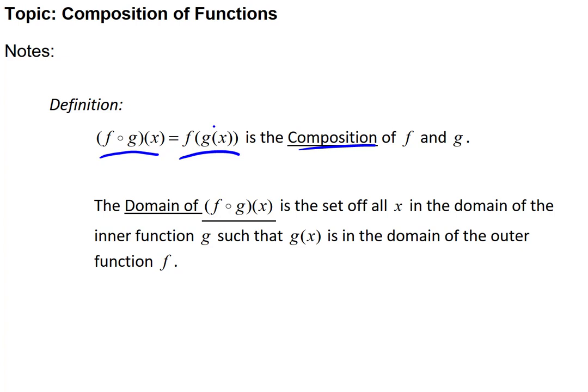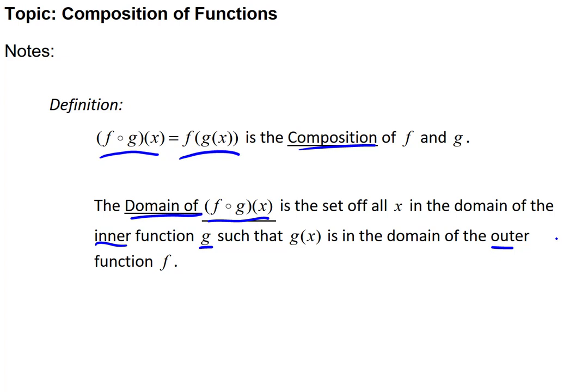Now, the domain of a composition, in this case f of g of x, can get a little complicated. It's the set of all x in the domain of the inner function. Okay, so there's a keyword: inner. In this case, g is our inner function. It's the second one written, such that g of x is in the domain of the outer function. So again, we have to distinguish inner and outer functions.